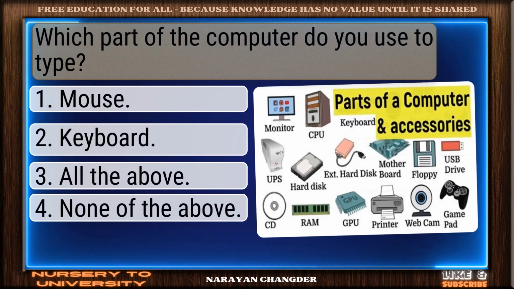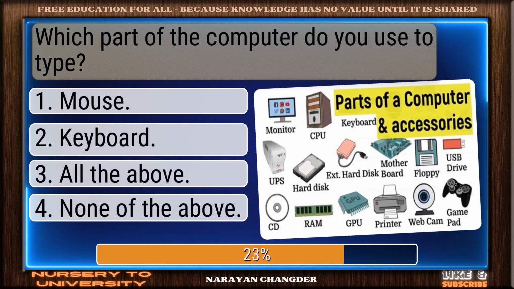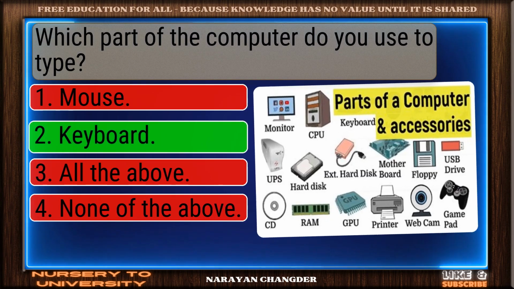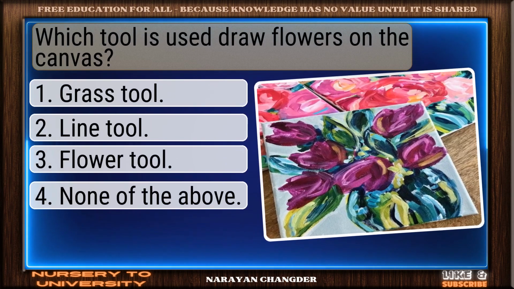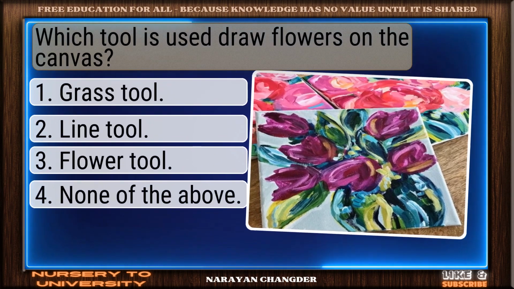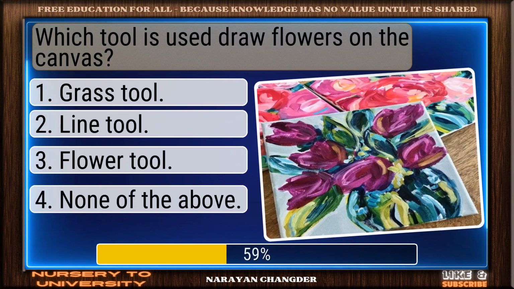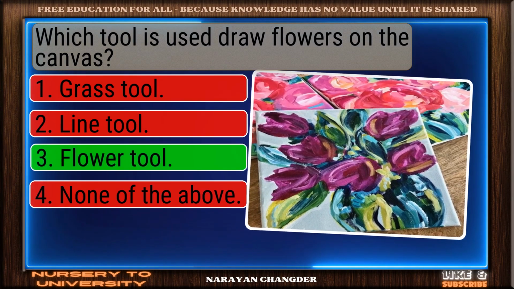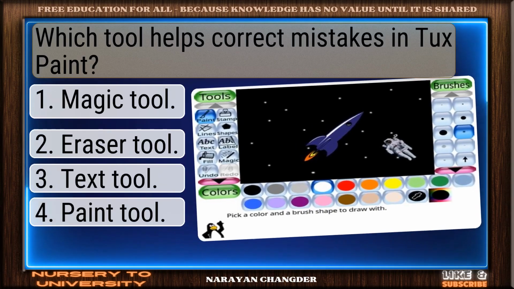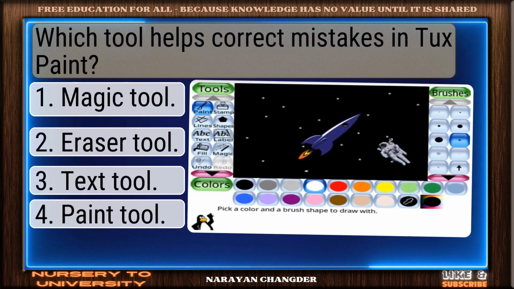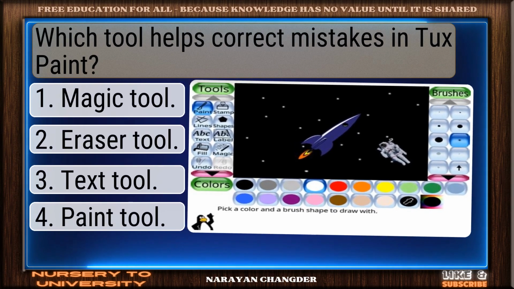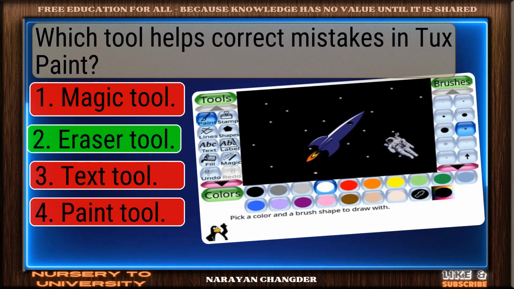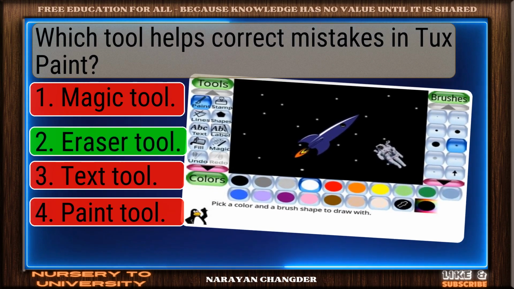Which part of the computer do you use to type? Smart pick. Keyboard is correct. Which tool is used to draw flowers on the canvas? Well reasoned. Flower tool is correct. Which tool helps correct mistakes in Tux Paint? Well picked. Eraser tool is correct.